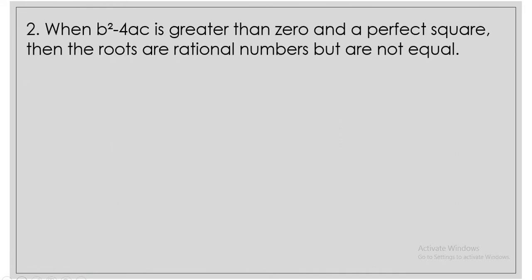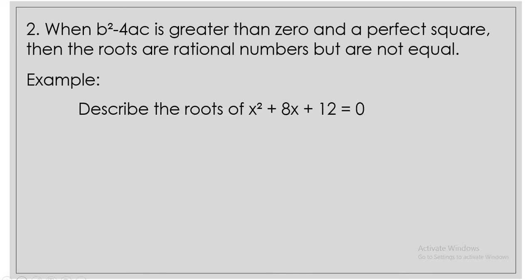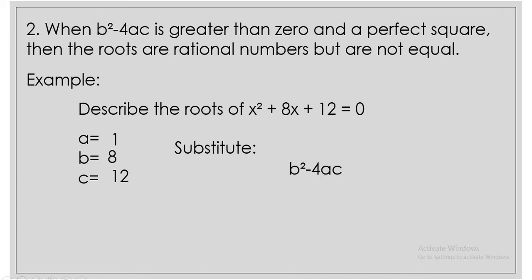Now when b squared minus 4ac is greater than 0 and a perfect square, then the roots are rational numbers but not equal. Example, describe the roots of x squared plus 8x plus 12 is equal to 0. So let's find the value of a, b, and c, which is 1, 8, and 12. Let us now substitute the value to the discriminant b squared minus 4ac.